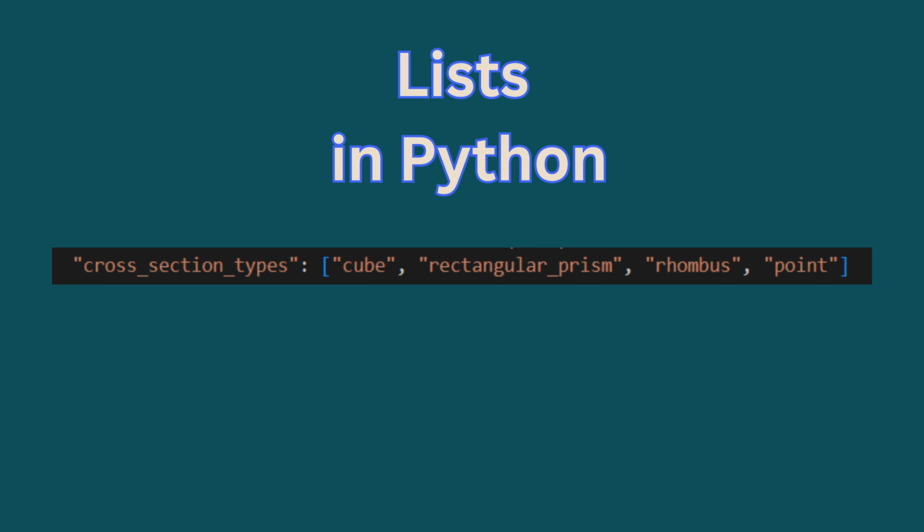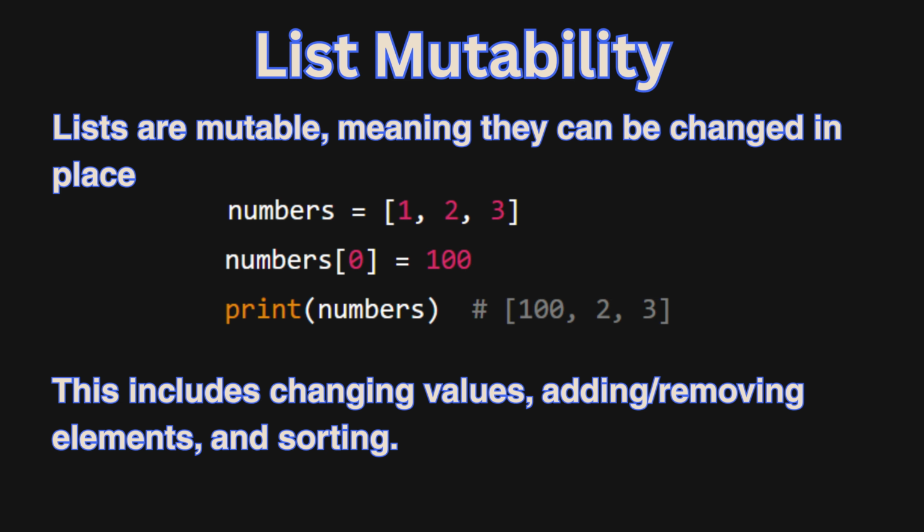Now, unlike strings, lists in Python are mutable, meaning you can change them after they're created. You can add new items, remove existing ones, or modify items at specific positions. For example, if we discovered a new cross-section type for tesseracts, we could add it to our existing list without creating a completely new list. This mutability makes lists great for data that needs to grow or change over time, like collecting observations or building sequences dynamically in your program.